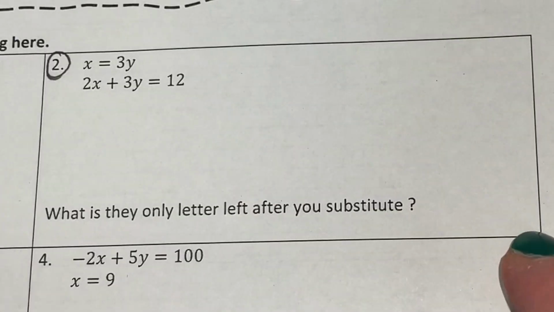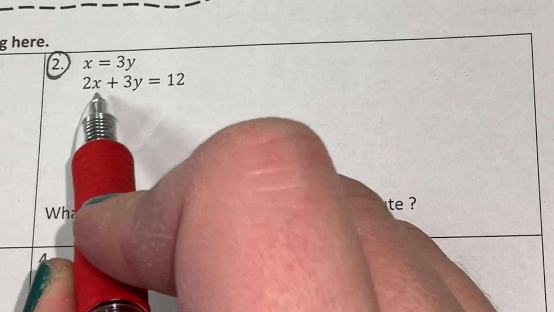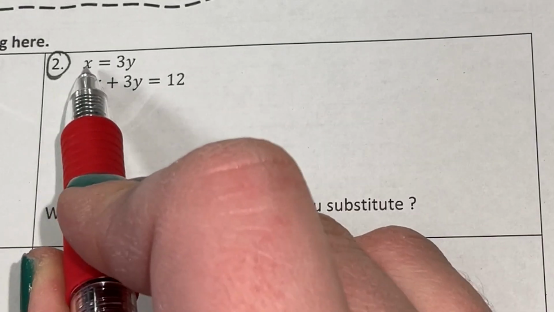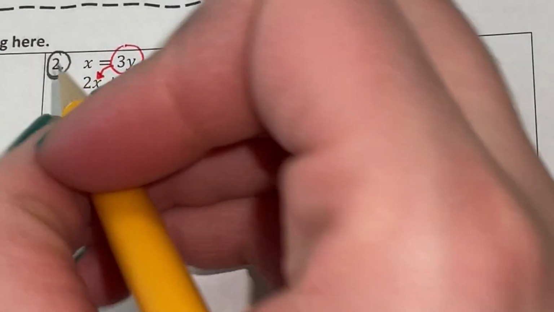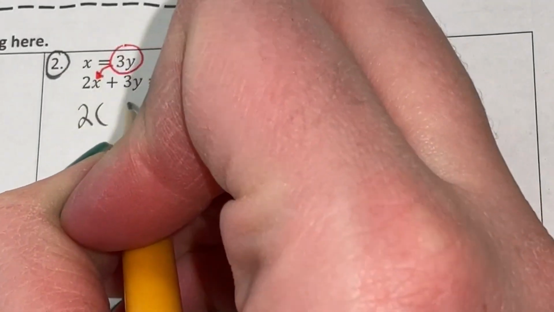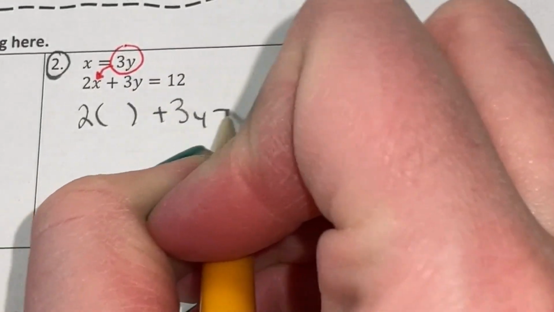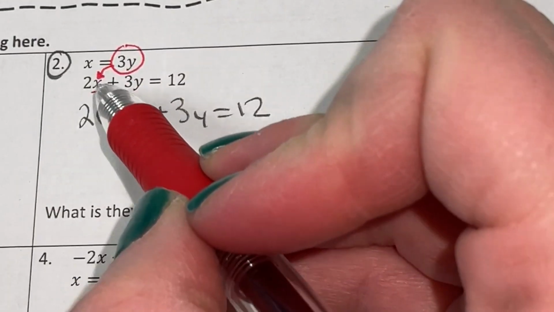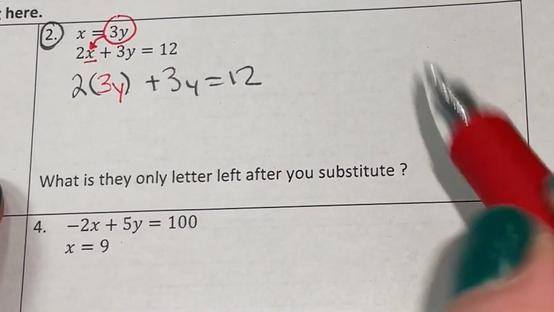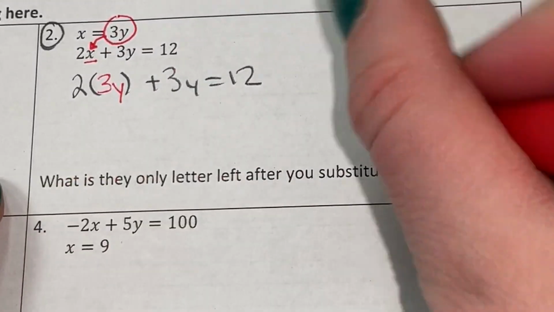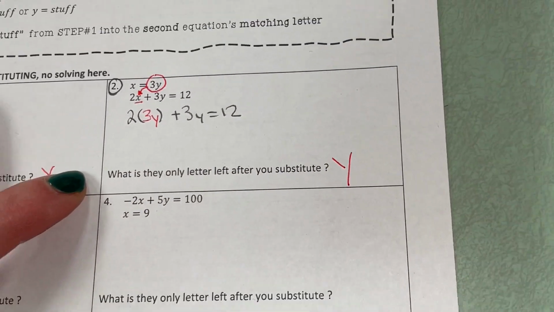So let's look at number 2. So number 2, we have X equals 3Y, and then 2X plus 3Y equals 12. Well, this time we have X equals some stuff. So I'm gonna circle that stuff, and it's X that equals this stuff. So I'm gonna replace the X in this other equation. So this means we're gonna have 2 big parentheses plus 3y equals 12. We are replacing this x here in that second equation with that 3y. So I'm gonna have 3y. So what is the only letter left? We should only have one, and it looks like we only have y's left, so that's good.